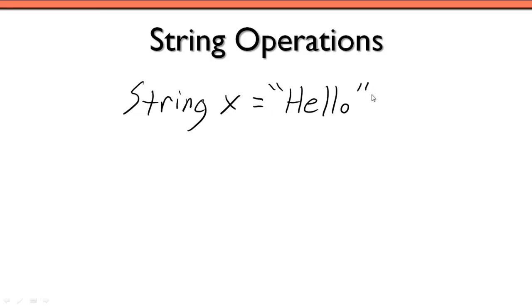Alright, so before we get started with writing the pseudocode, I want to talk about a few string operations provided for us through C++. So let's go ahead and declare a string variable. So we'll have string x. I'm going to initialize it to hello.